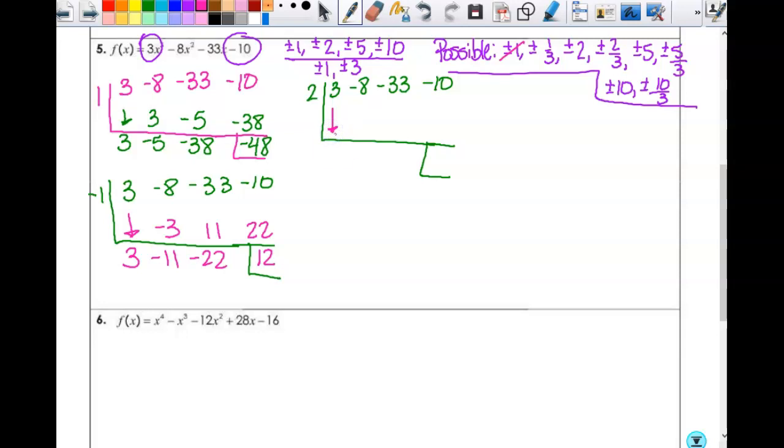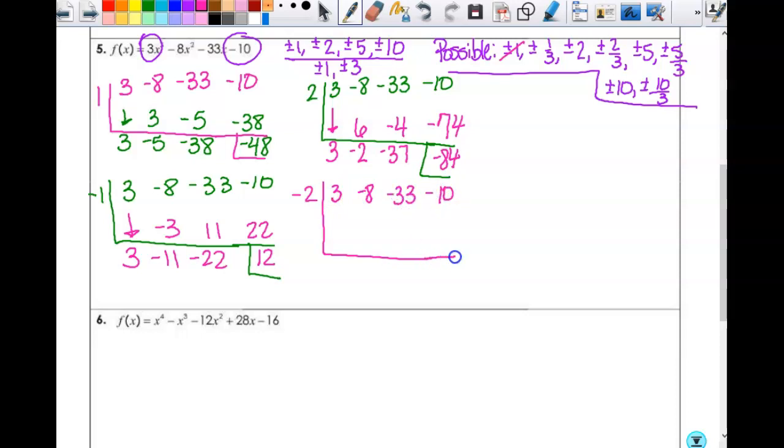So we get 3 and then 6, negative 2, negative 4, negative 37. What is that going to be? Negative 74. And then negative 84. So does this one work? No, it does not. So now we use negative 2. And then we get 3, negative 8, negative 33, negative 10.